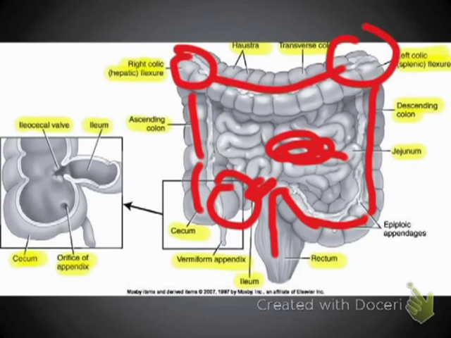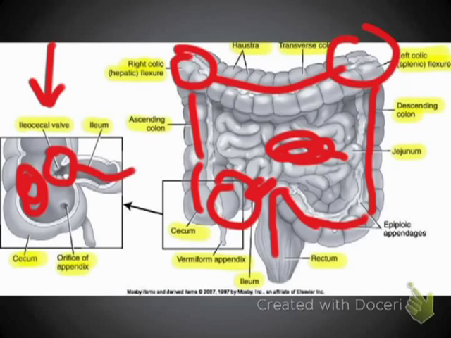And so if we look at this small little cutaway here, we have the ileum coming in, the ileocecal valve here, and then coming to the cecum. We also have to notice that the appendix is not part of the ileum, but it's part of the cecum. So that is something that we have to keep in mind as well.